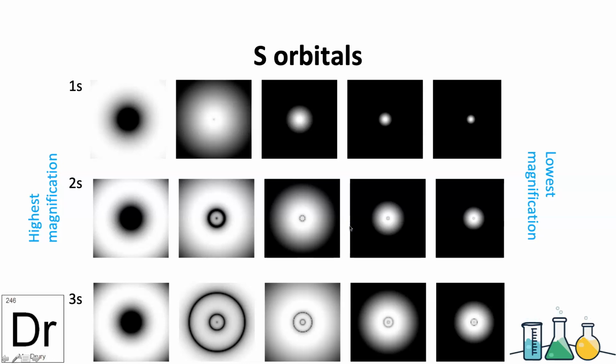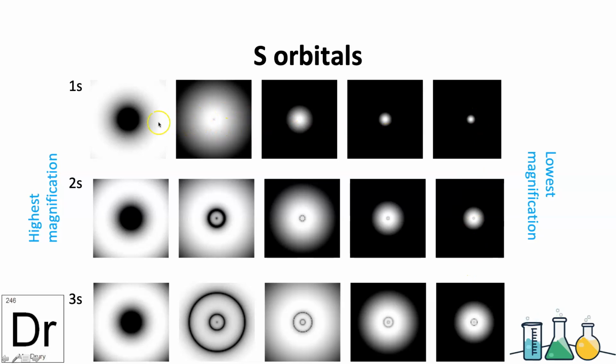So what I wanted to look at was magnifications of different s orbitals to see what they look like. The white regions are where we're probably finding electrons, and the black regions are where we're not seeing electrons. On the right side, you're seeing the lowest magnification, and on the left side, you're seeing the highest magnification. What it's trying to show you is that the s levels are spherical.